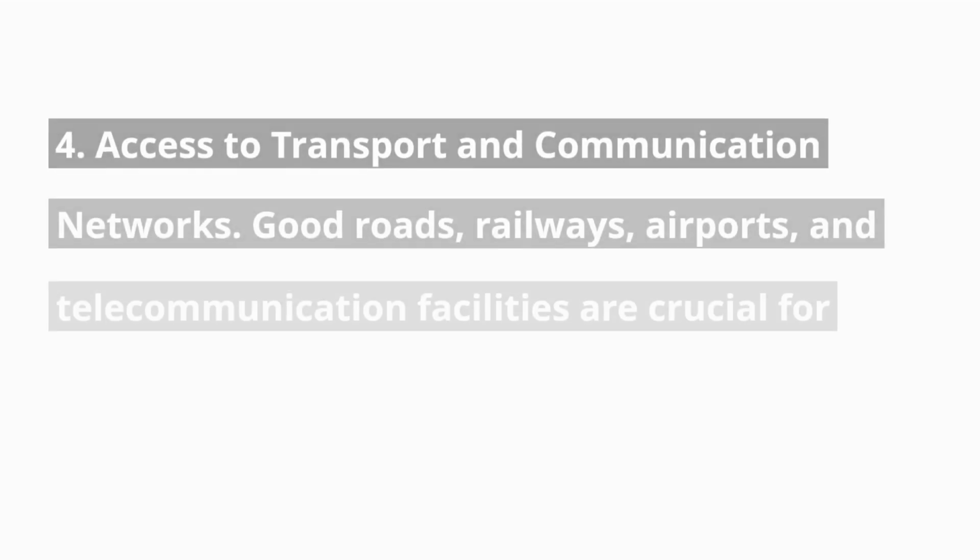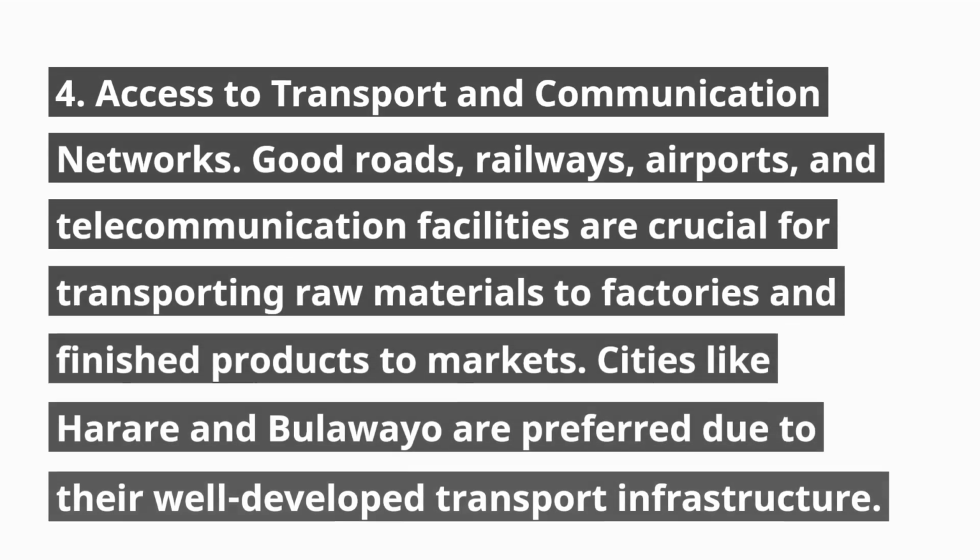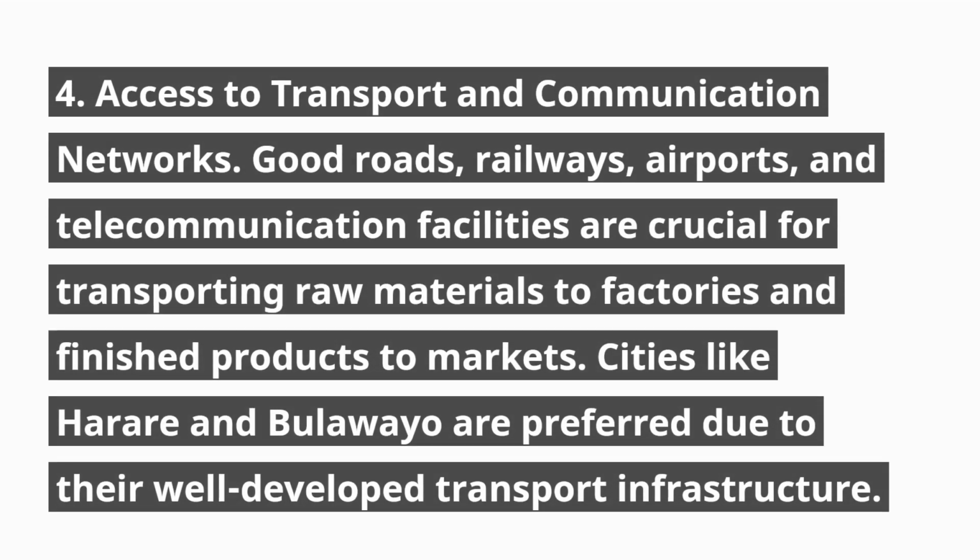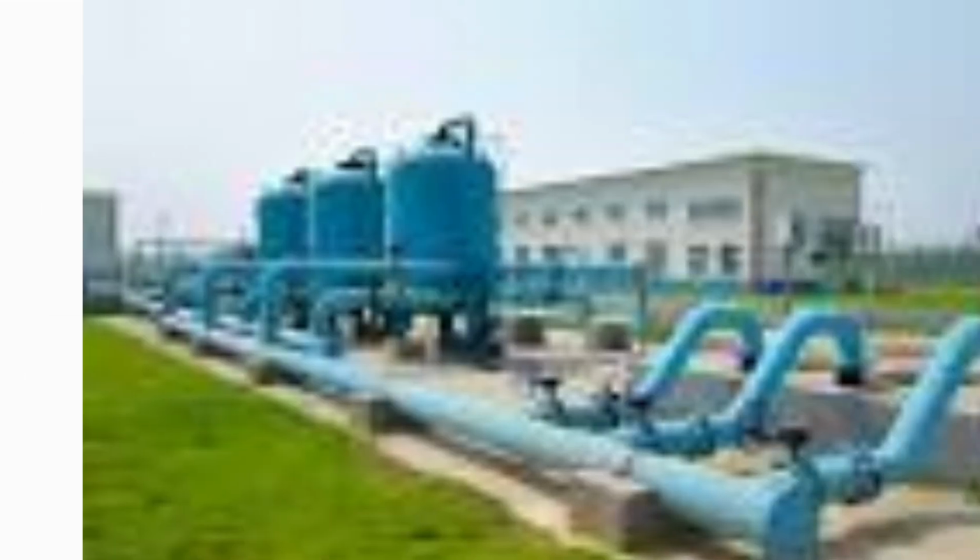4. Access to transport and communication networks. Good roads, railways, airports, and telecommunication facilities are crucial for transporting raw materials to factories and finished products to markets. Cities like Harare and Bulawayo are preferred due to their well-developed transport infrastructure.